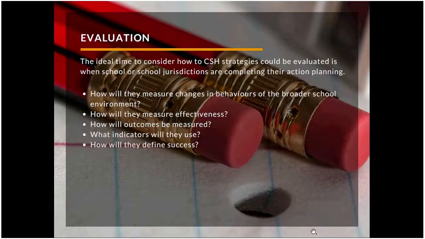When a school or district engages in action planning to determine specific strategies to reach their wellness goals, this is an ideal time to consider how those strategies could be evaluated. Questions they can ask themselves include: how will changes in behaviors or in the broader school environment be measured? How will they measure effectiveness? How will outcomes be measured? What indicators will they use? And how will they define success?